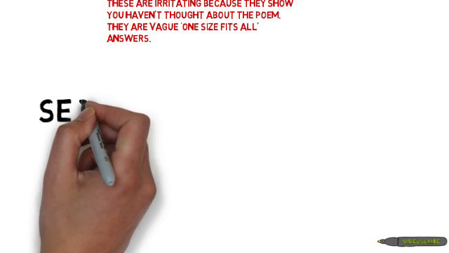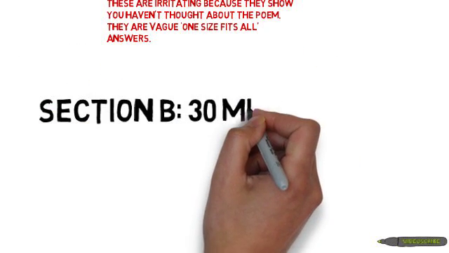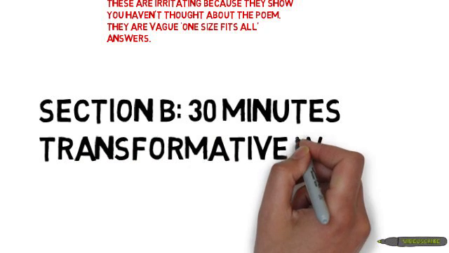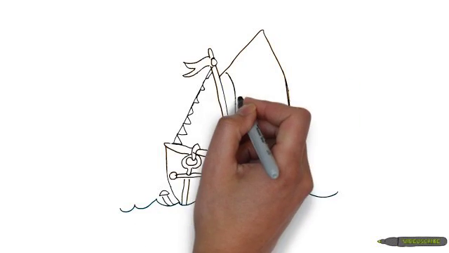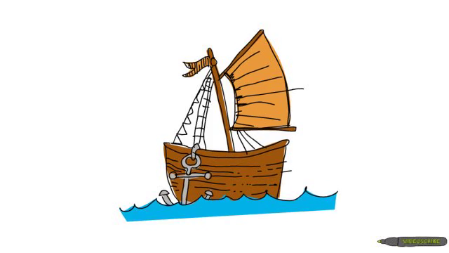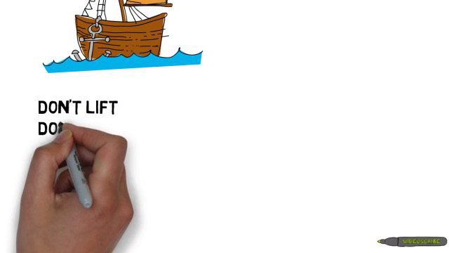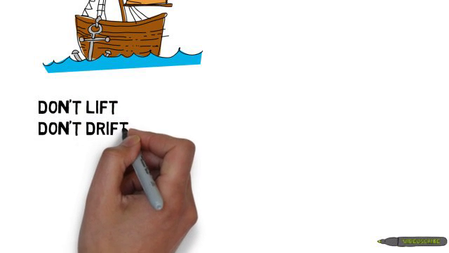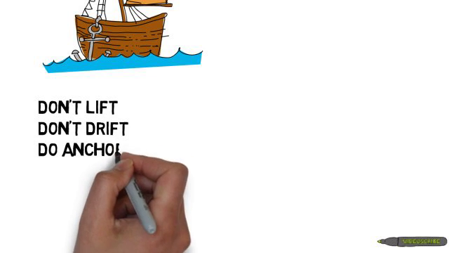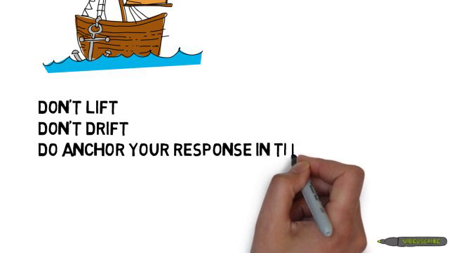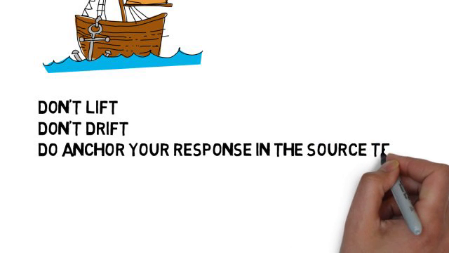Moving on to section B of the exam, transformative writing. Again, this is exactly like IGCSE. You started with a source text. In this case, it was the poem, and you now have to transform it into something else. Here we're testing your reading skills. We have a mantra called the anchor method. Don't lift, don't drift. Do anchor your points in the text.